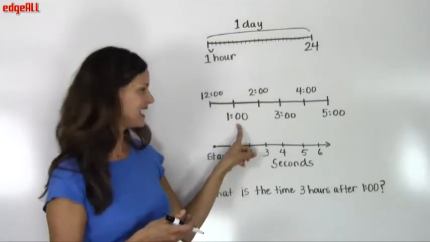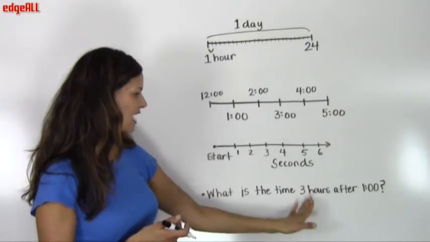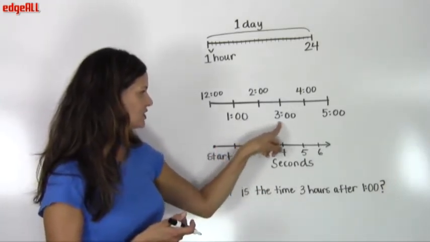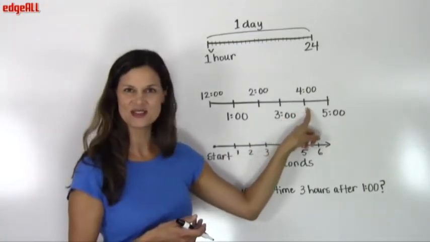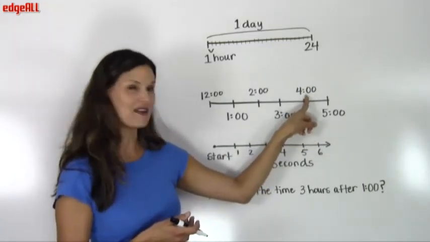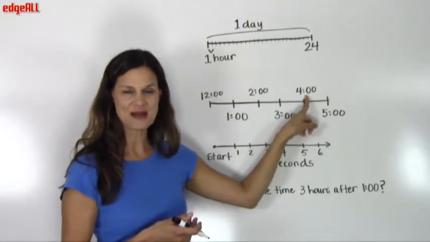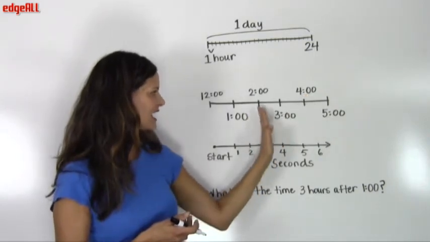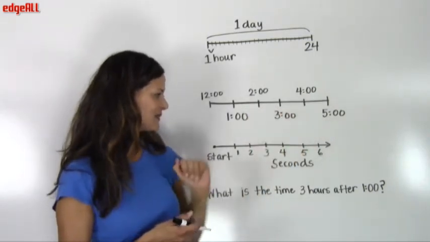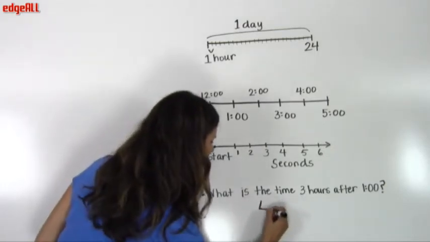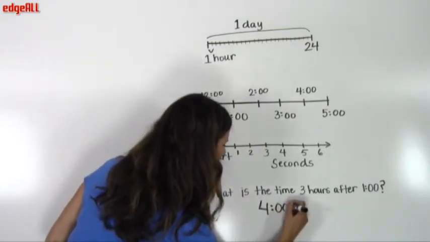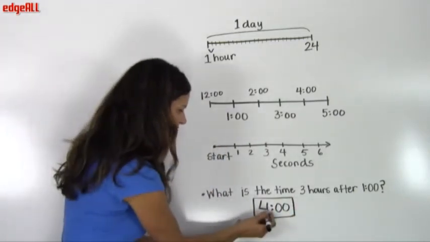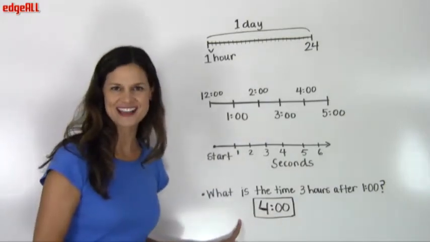So starting at 1 o'clock and going 3 hours after 1, I can move 1, 2, 3 spaces to the right. That lands me right at 4 o'clock, much like if I was doing addition on a number line. And I can see that 3 hours after 1 o'clock lands me right at 4 o'clock. So my answer here would be the time 3 hours after 1 o'clock is 4 o'clock.